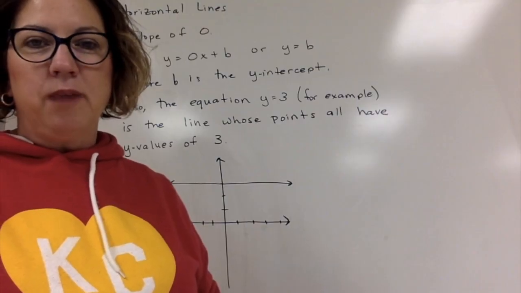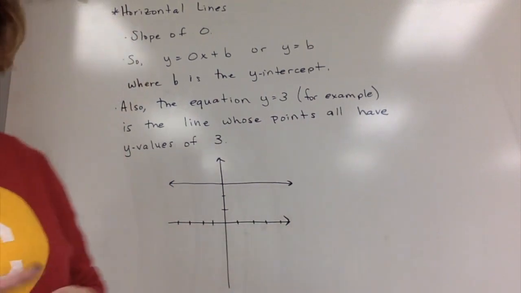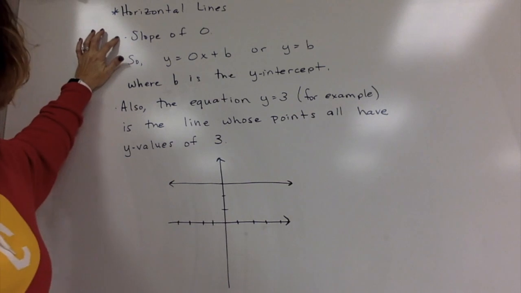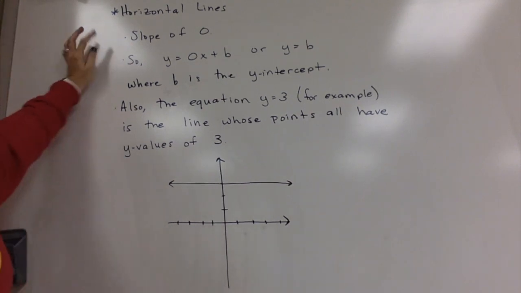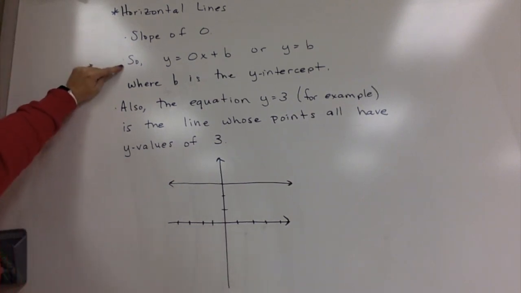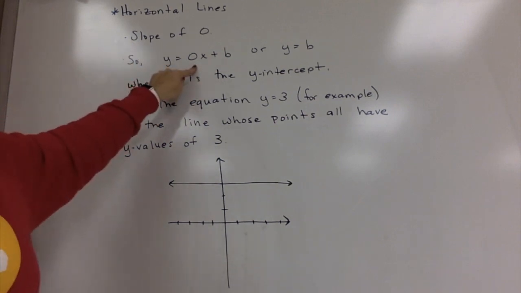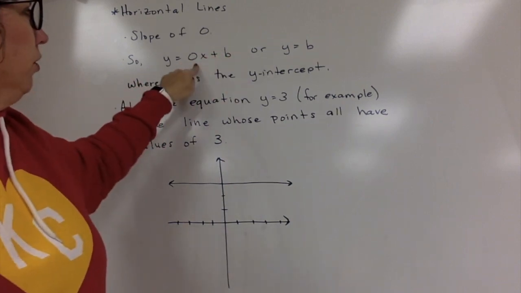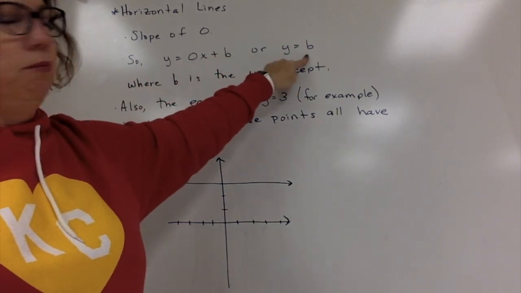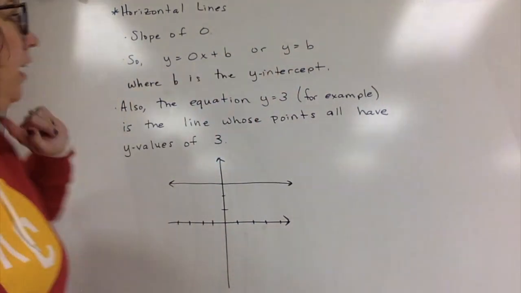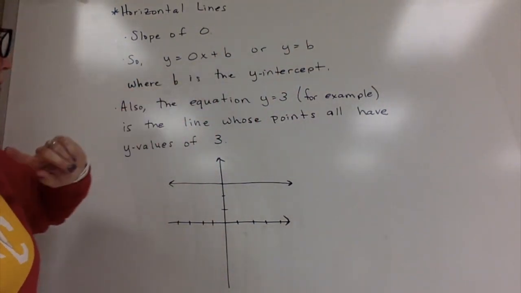Okay, now we're going to talk about horizontal lines. We know a few things about horizontal lines. The first thing is that they do have a slope of 0. We talked about that earlier. So if we think about having a slope of 0 and a slope-intercept equation, then y equals 0x plus b, or, of course, 0 times x is just 0, so we are talking about an equation that looks like this, y equals b, and b is the y-intercept.